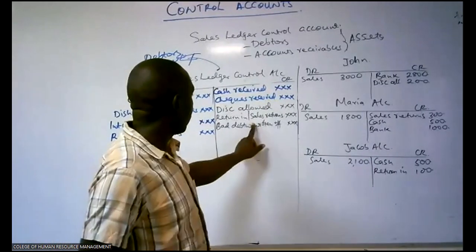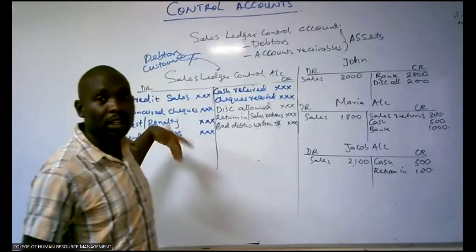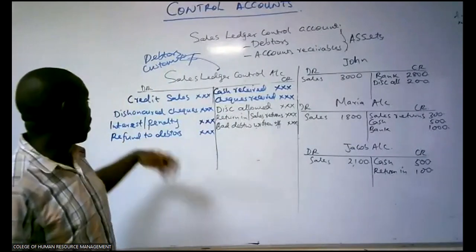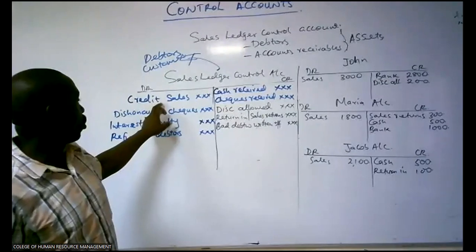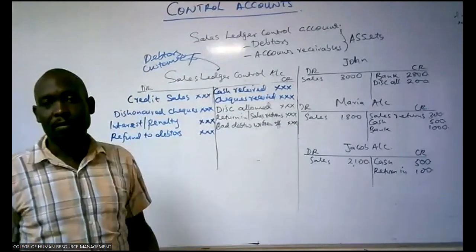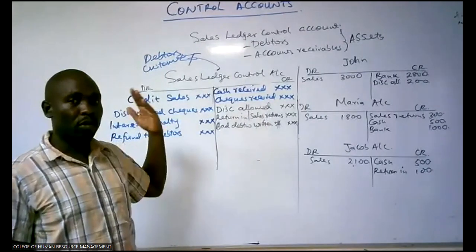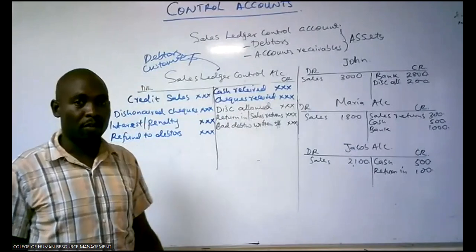So for the bad debts written off, it is an amount out of this. Remember, we have debited what is increasing our debtors. Maybe some of these people we sold goods on credit to, we have confirmed that that person will never pay us because of one reason or the other. So the amount of money that you are supposed to receive from them will reduce as a result of that bad debt.